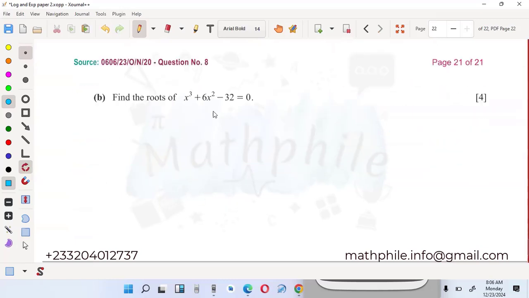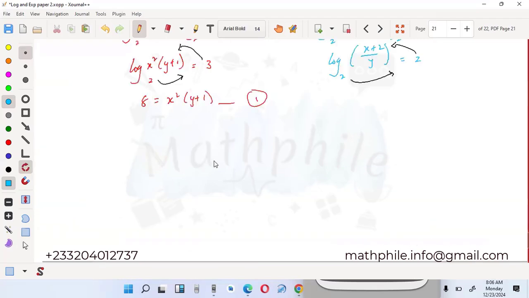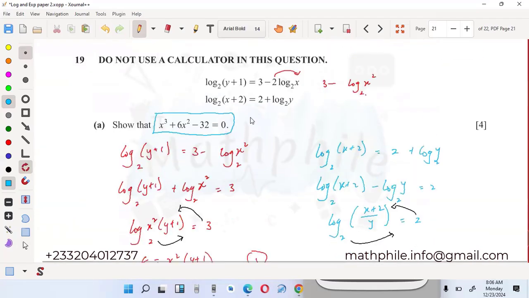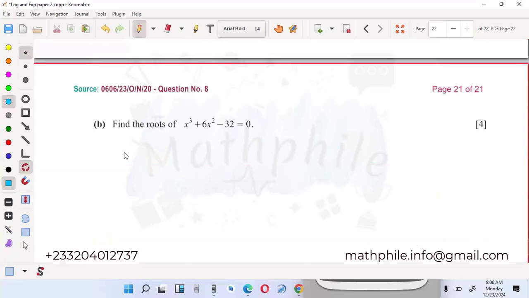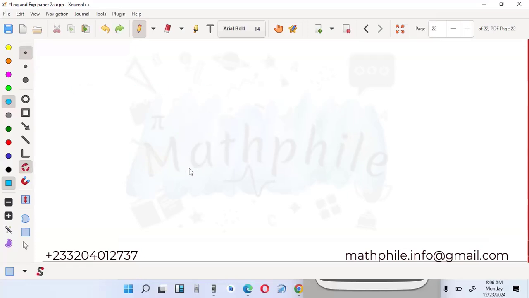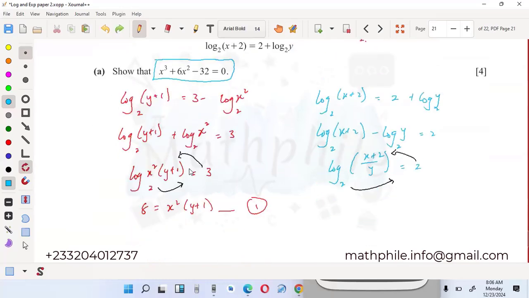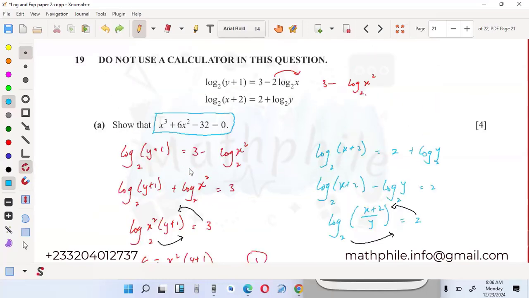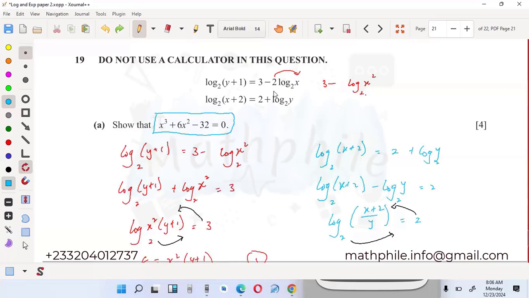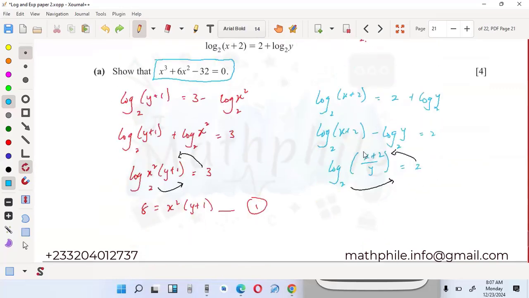I mean, I solved the logarithm. No, then you've not shown anything, because the first part didn't tell you to solve. It said show that x cubed plus 6x squared minus 32 equals 0, and the next part of the question says to solve or find the roots of that. So what you've done is the B part of the question, not the A part. For the A part, I'm trying to solve it the way we solve equations. So I did the first one in red, and I'm doing the second one in blue.